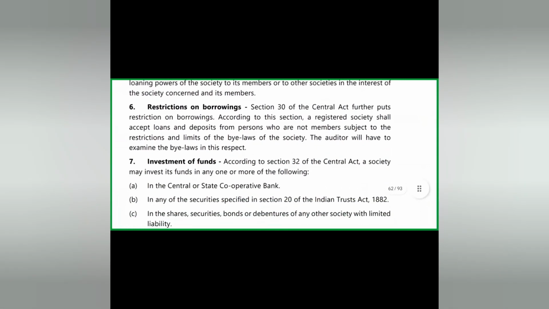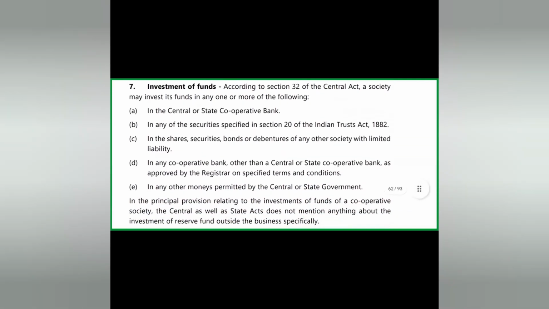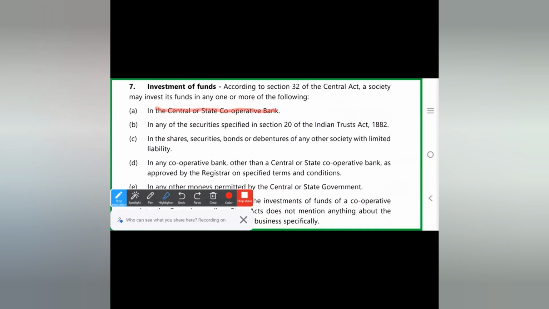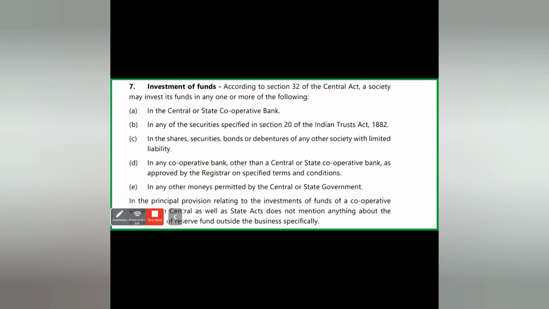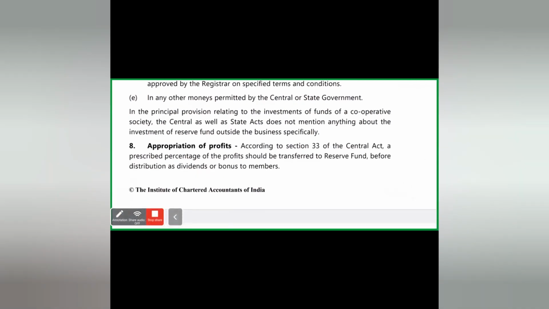There are also restrictions on borrowings. Section 30 says a registered society may accept loans and deposits from persons who are not members, subject to restrictions and limits of the bylaws. In case of investments, a society may invest its fund in one of the following. Investment can be made in the central or state cooperative bank, in securities specified in section 20 of the Indian Trusts Act 1882, in the shares, securities, bonds or debentures of any other society with limited liability, in any cooperative bank other than a central or state cooperative bank which is approved by the registrar on specified terms and conditions, and in any other monies payable by the central or state government.